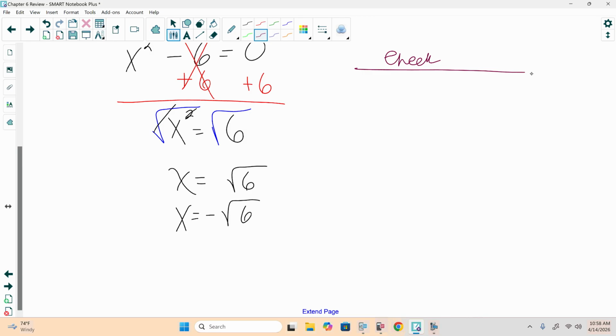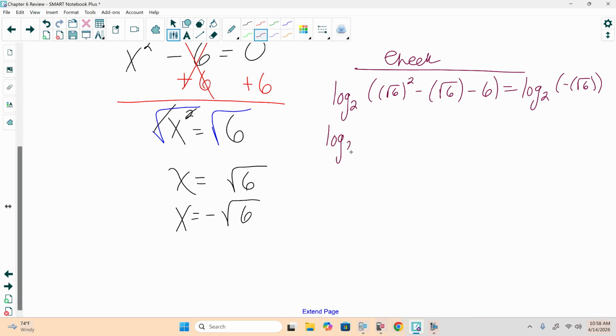Because if we check the positive square root of 6, we have log base 2 of the square root of 6 squared minus the square root of 6 minus 6 is equal to log base 2 of negative square root of 6. So all I've done is gone back through and replaced every x with the square root of 6. Now on the left-hand side, we'd have log base 2 of the square root of 6 squared, which is going to be 6, minus the square root of 6 minus 6.